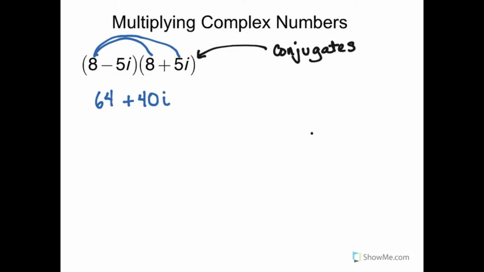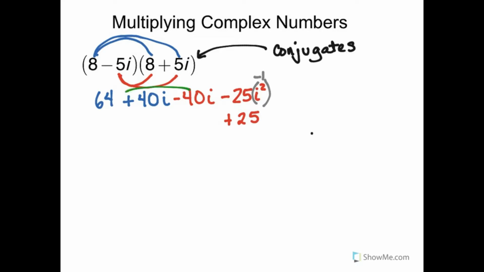And now comes the great part where the middle terms cancel out. Minus 5i times 8 is minus 40i. And minus 5i times plus 5i is negative 25i squared. It's important to remember to change that i squared to a negative 1. Negative 25 times negative 1 makes this a positive 25.